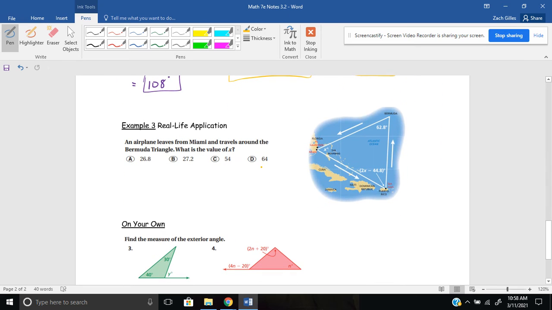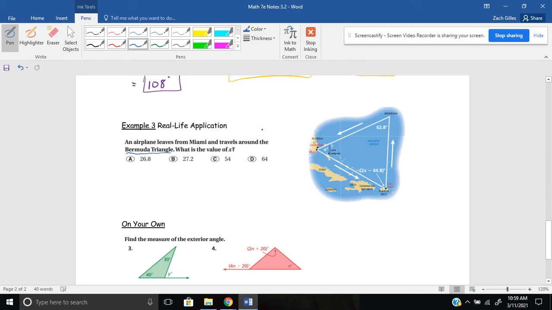Alrighty, moving on to the real life example, kind of a cool one that talks about this area just southeast of Florida known as the Bermuda Triangle. Maybe you've heard of it before. It says an airplane leaves from Miami and travels around the Bermuda Triangle. What is the value of x? So x is right here. Boy, it would feel nice to go to the Caribbean right now.